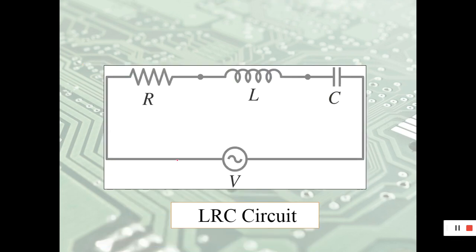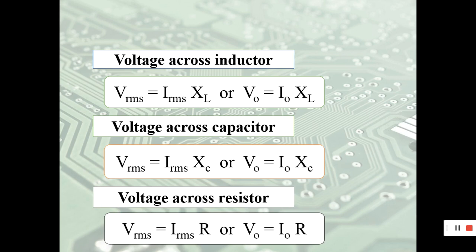So for the RLC circuits, that means we combine resistor, inductor and capacitor in a series circuit. So the characteristic of this graph, okay, but before that we have learned about individual characteristics.